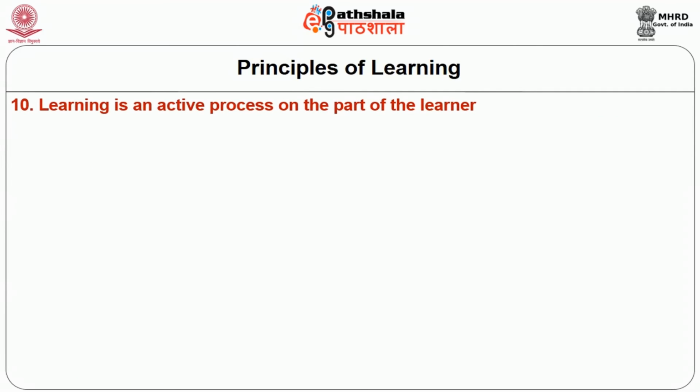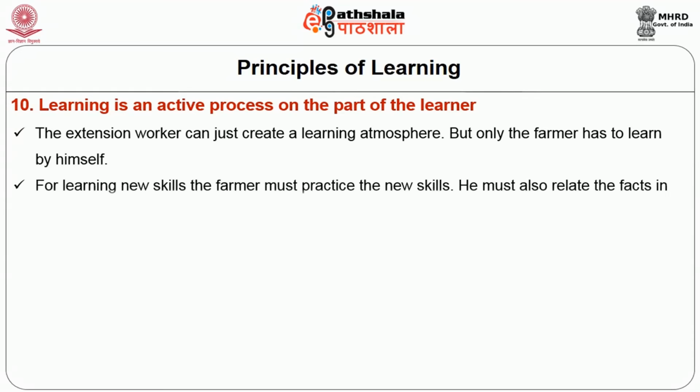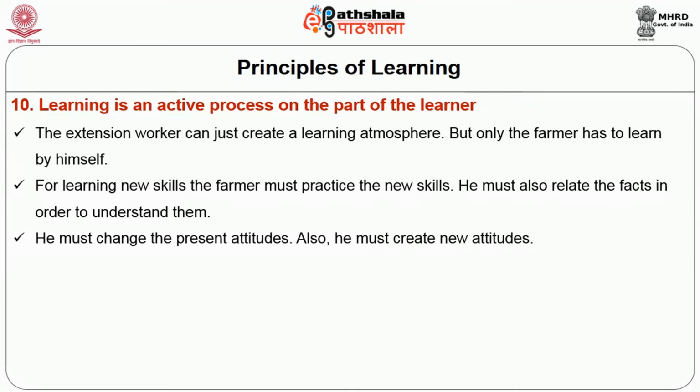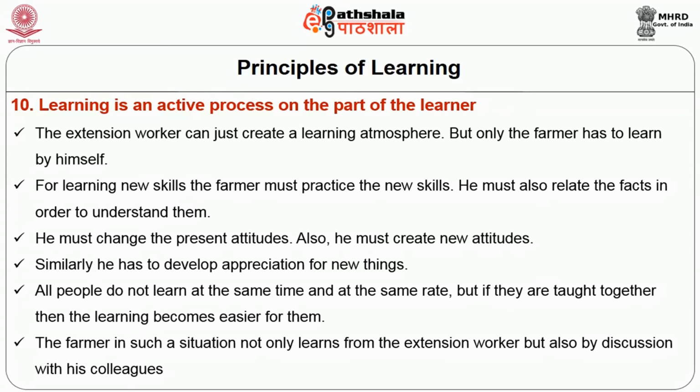Learning is an active process on the part of the learner. The extension worker can just create the situation, but only the farmer has to learn by himself. For learning new skills, the farmer must practice the new skills. He must also relate the facts in order to understand them. He must change the present attitudes. Also, he must create new attitudes. Similarly, he has to develop appreciation for new things. All people do not learn at the same time and at the same rate. But if they are taught together, then the learning becomes easier for them. The farmer in such a situation not only learns from the extension worker, but also by discussion with his colleagues.